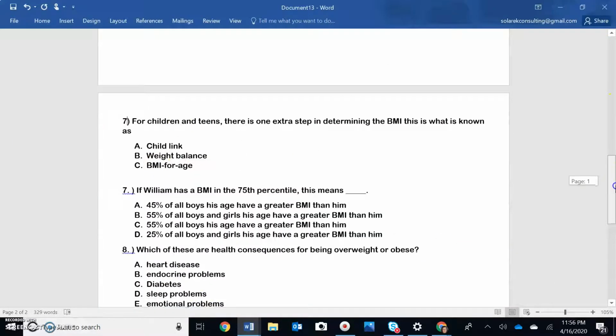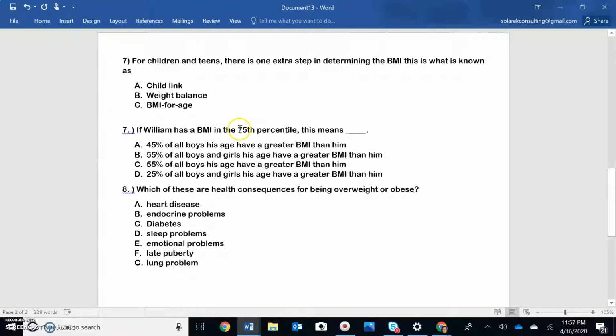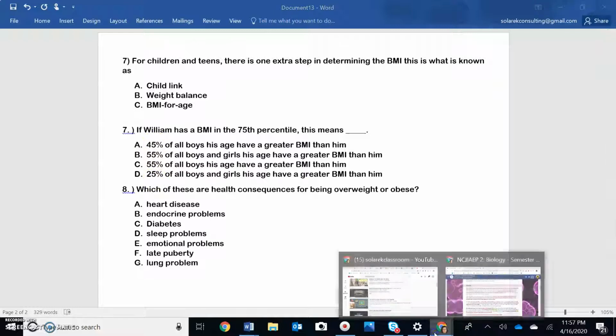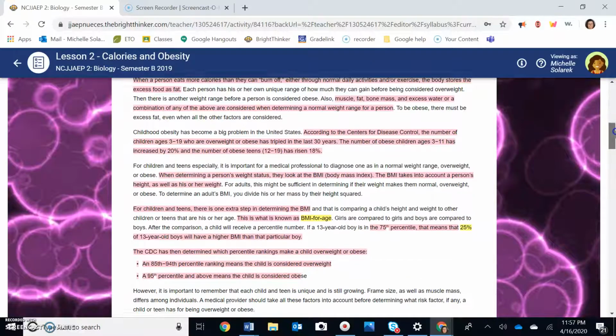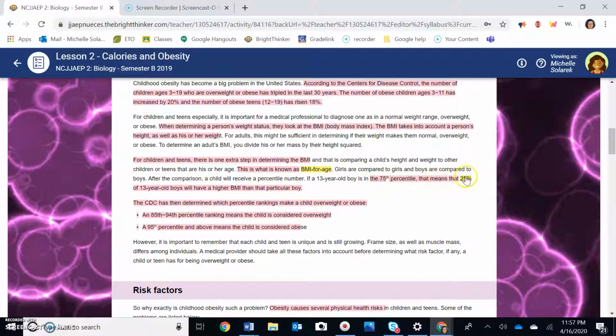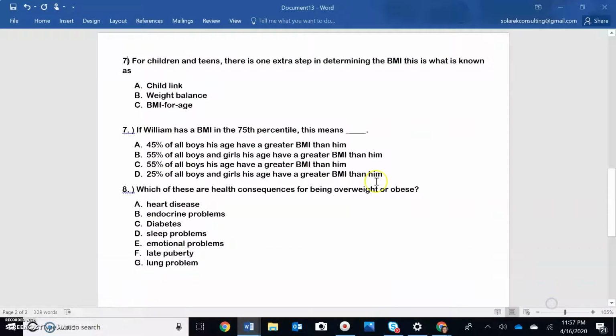Now we only have 2 more questions tonight. If William has a BMI of 75 percentile, this means how many of the boys his age are greater than him? Was it 24? Well, we know it's not going to be on girls, so it can't be B. It's probably not 55. Let's look at 45 or 25. Back to here. If it's in the 75 percentile, what does it say right here? 25. Okay, let's go back to that. So you see where that is, right?